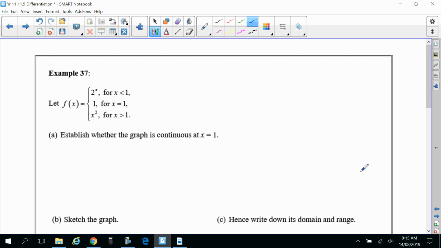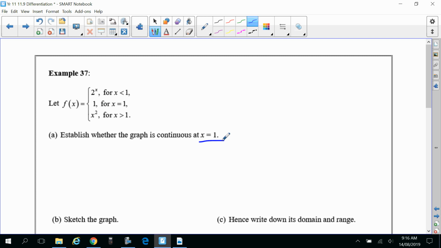So we've got another piece. It doesn't have to be 2 functions. It could be 3 functions combined, could be even more. But in more extreme cases, exam papers will usually have a maximum of 3. I don't think I've seen one with 4. They could ask for 4, but I rarely see it. Okay, establish whether the graph is continuous at x equal to 1.